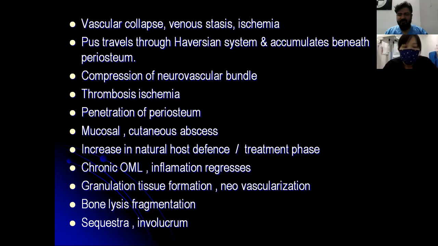With the increase in natural host defense and the treatment phase, in chronic osteomyelitis the inflammation regresses. The inflammation will reduce because there is a pathway of drainage for the pus. Granulation tissue forms and there is new vascularization there. This new vascularization will supply all the granulation tissue. That's why when you curette, the granulation tissue bleeds like anything. But when all the granulation tissue is out, bleeding stops.